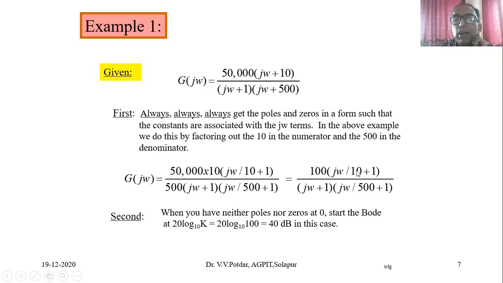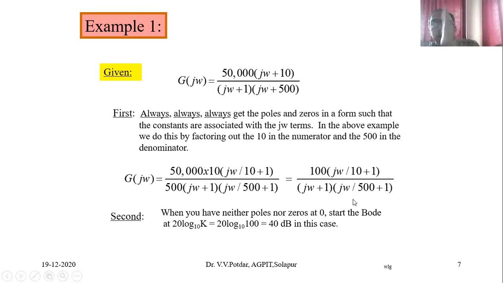And thereafter I got the corner frequency of 10. Thereafter I got corner frequency of 500. Let it be any pole or any zero, start with the lowest value of corner frequency. In this case, it is 1. So I'll be having slope changes at corner frequencies 1, 10, and 500 in the increasing order.